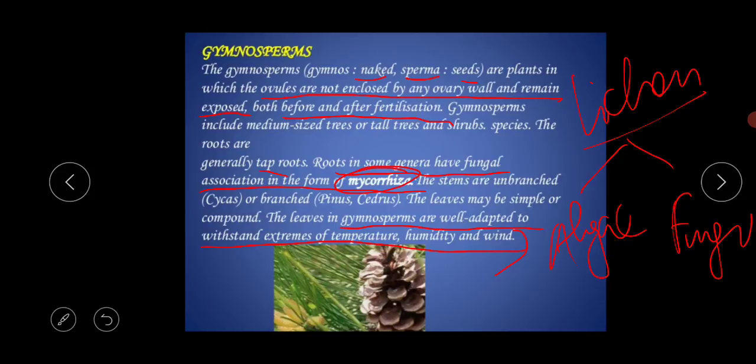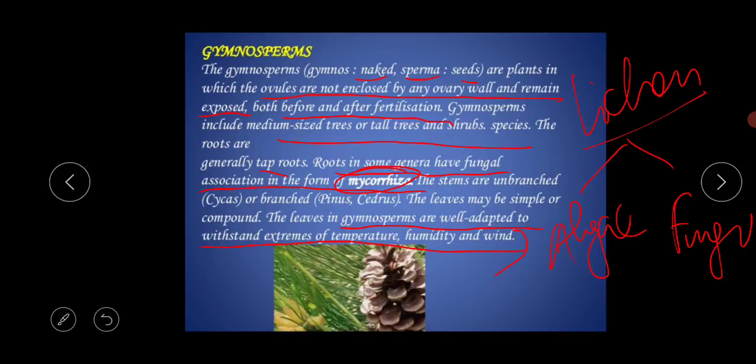Okay, these are the kinds of plants in which the ovules are not enclosed by any ovary wall and remain exposed. This is one of the gymnosperms, the giant redwood tree called Sequoia, one of the taller tree species. The roots are generally a tap root system. Gymnosperms include medium-sized trees to tall trees and shrubs also.